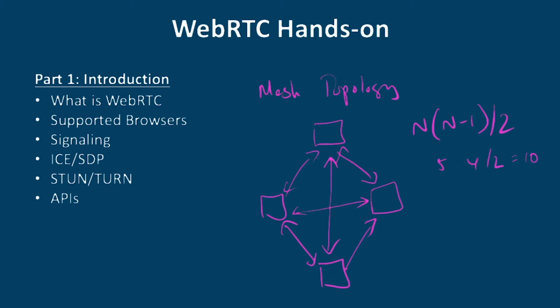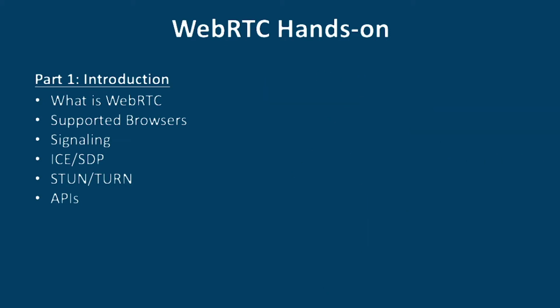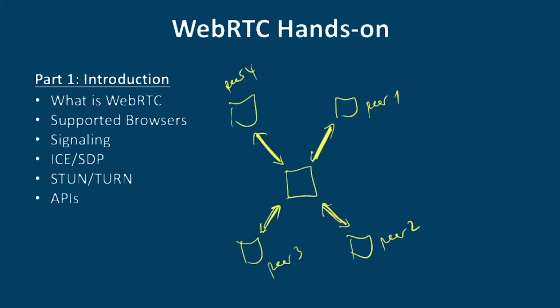The other topology to consider is the star topology. In a star topology, you can make use of an SFU or an MCU. SFU stands for Selective Forwarding Unit, and MCU stands for Multi-Point Control Unit. In either of the instances, a peer always connects to a dedicated server, either an SFU or an MCU.